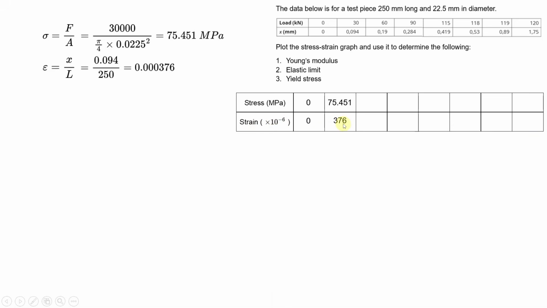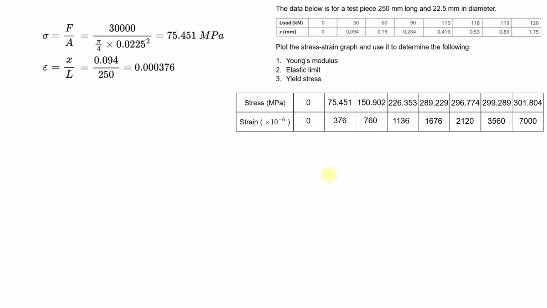So if you multiply 376 by 10 to the minus 6, then you get the actual value for the strain, which is 0.000376. Okay, so this is how you do it, and you need to do it for all the values in the table. Now, if you do that correctly, this is what your table is going to look like, and these are the values that you're going to get. And now you can plot, because you now have stresses and you have strains.